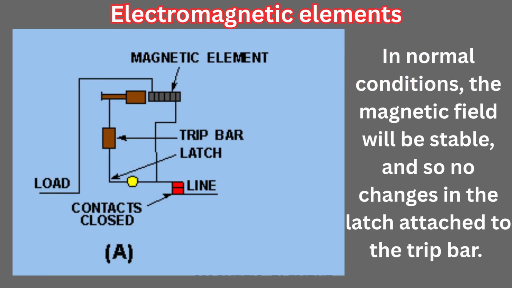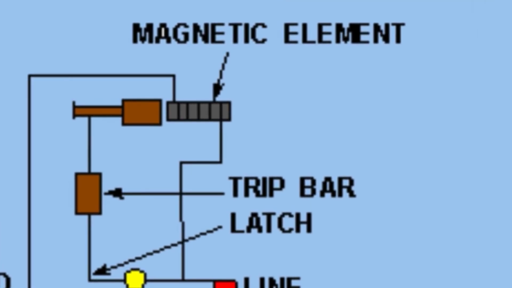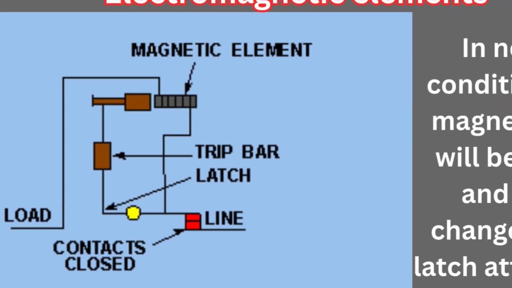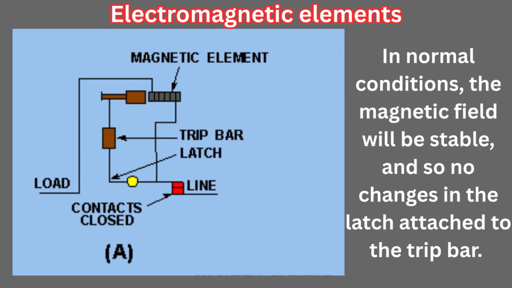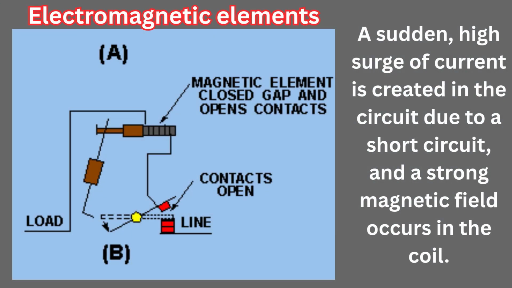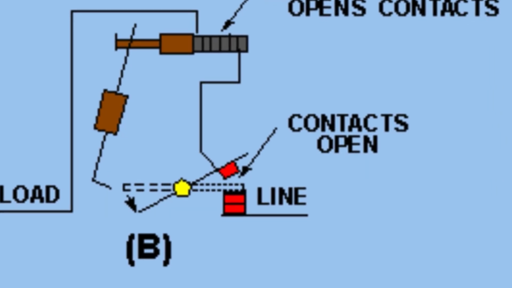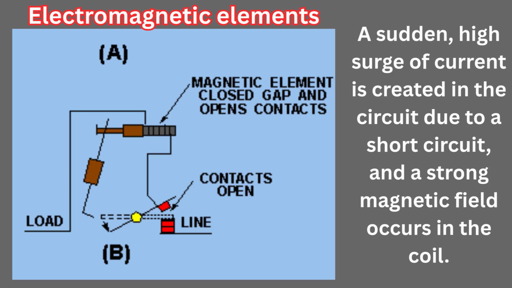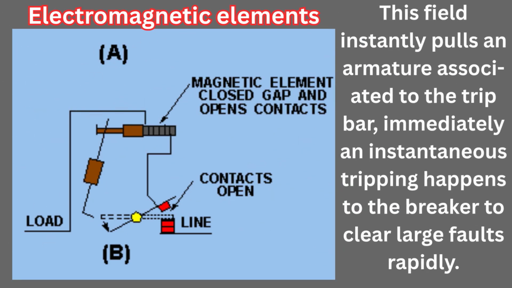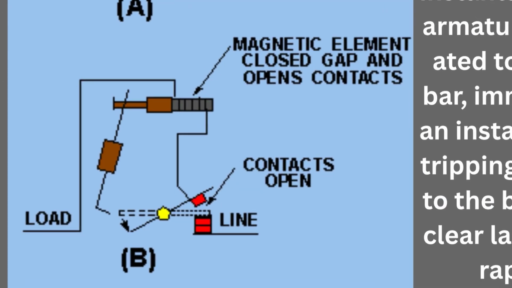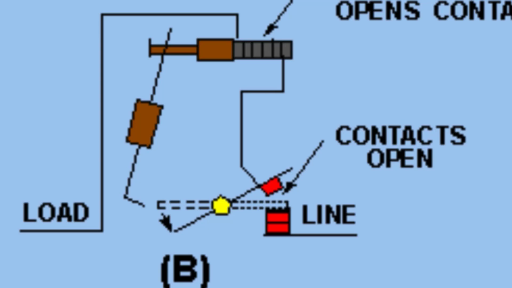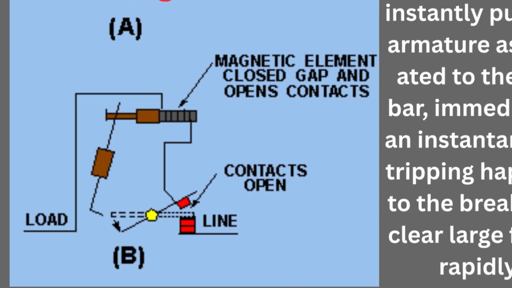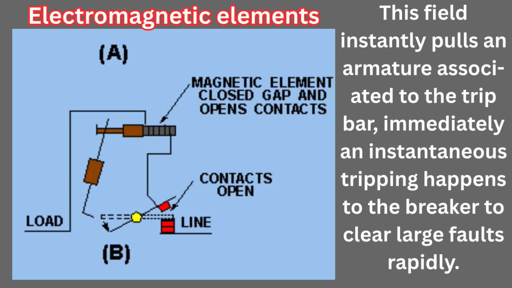In normal conditions, the magnetic field will be stable, and so there are no changes in the latch attached to the trip bar. A sudden high surge of current is created in the circuit due to a short circuit, and a strong magnetic field occurs in the coil. This field instantly pulls an armature associated with the trip bar. Immediately, an instantaneous tripping happens to the breaker to clear large faults rapidly.